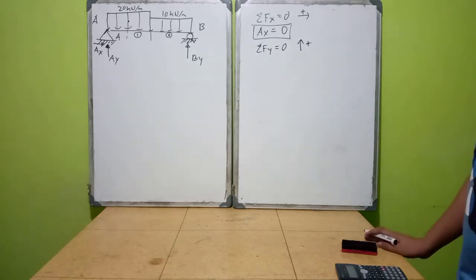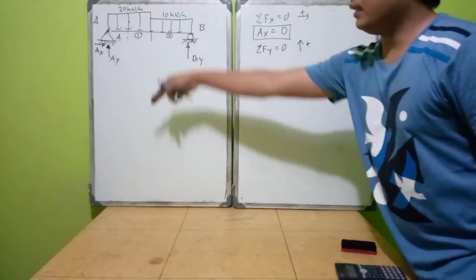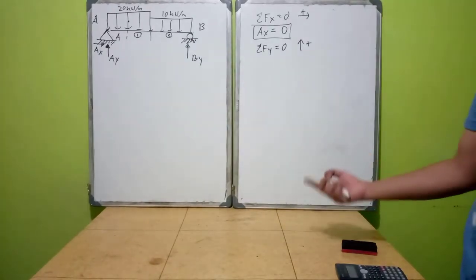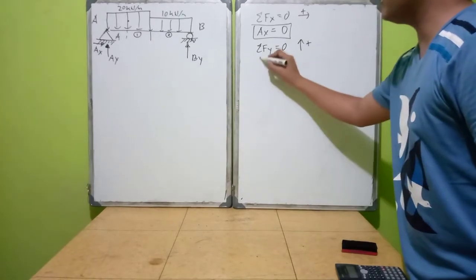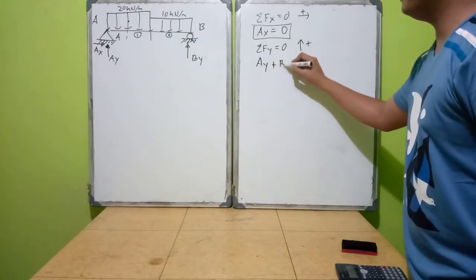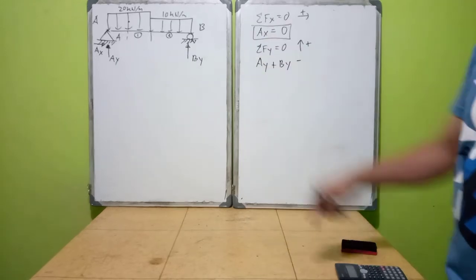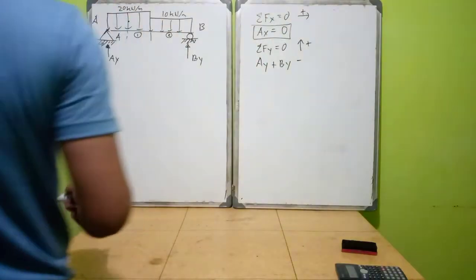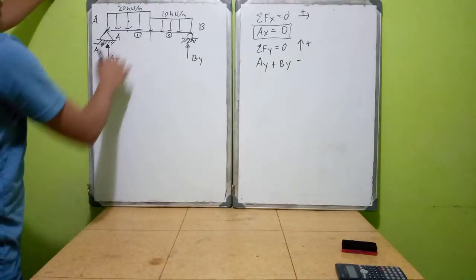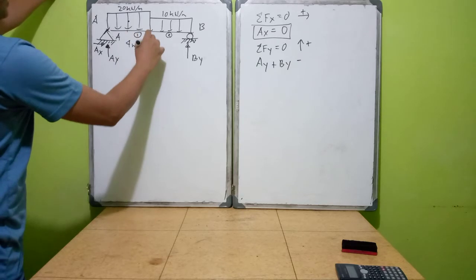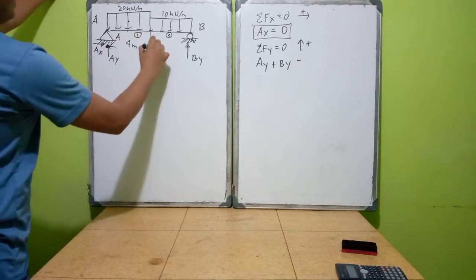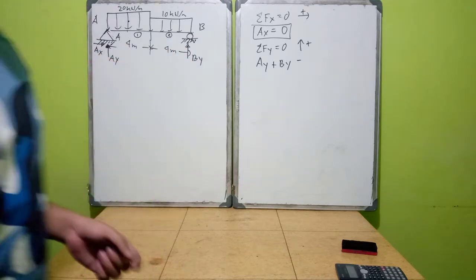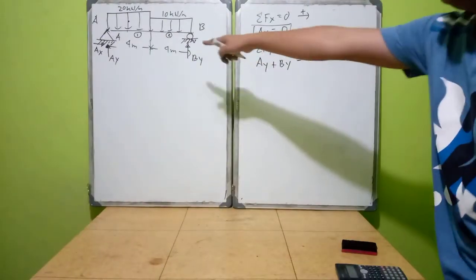So let us inspect what are the forces that are vertical. We have forces AY and BY, and then we have the distributed load of 20 kilonewton. I'm sorry, I have not put the distances. Let us say this is 4 meters, and this is 4 meters. I forgot to put the distance.